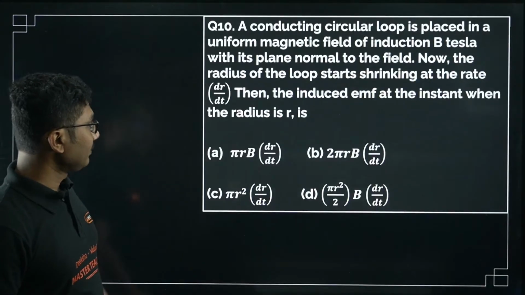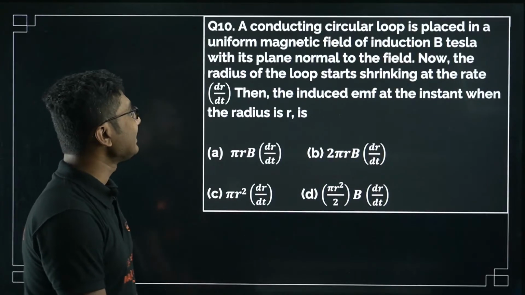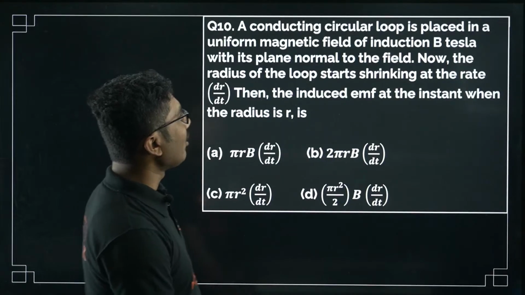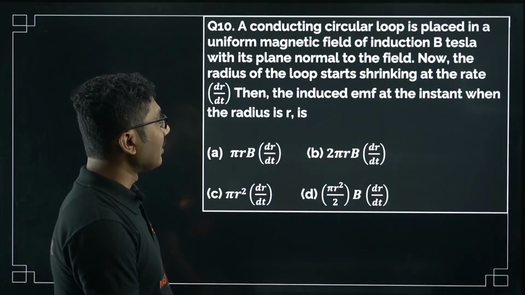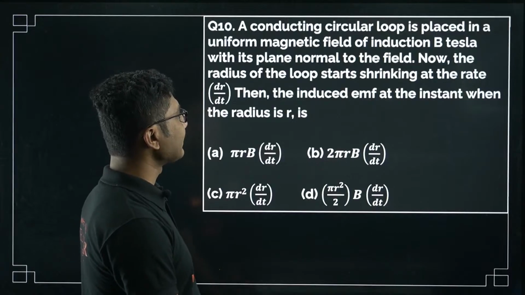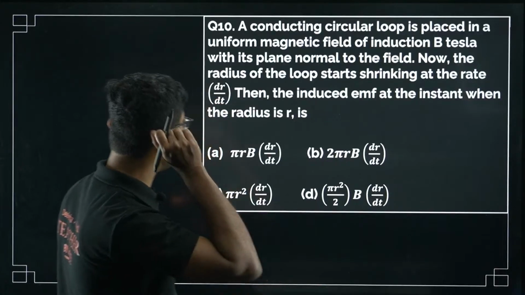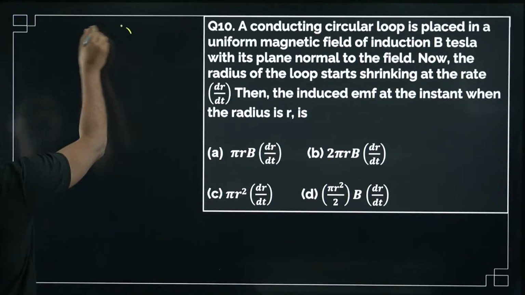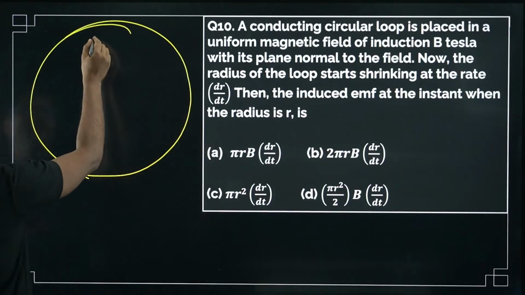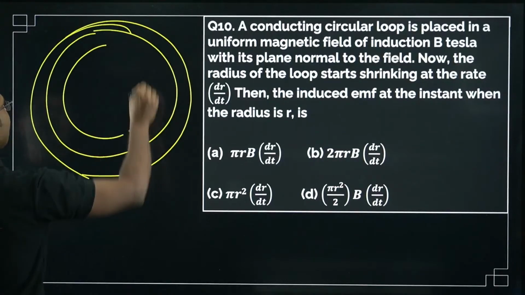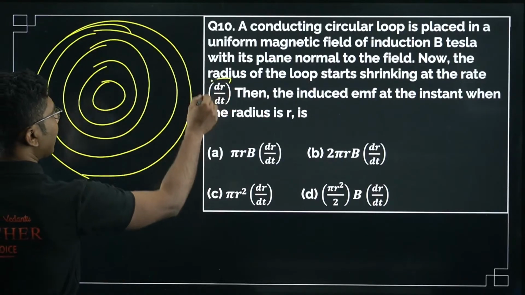Now, next question. Another interesting question. A conducting circular loop is placed in a uniform magnetic field of induction B Tesla, with its plane normal to the field. Now the radius of the loop starts shrinking at the rate of dr by dt. Then the induced EMF at the instant when the radius is r is? So you have a loop like this and it is shrinking with time. So size is getting reduced each passing second, and the rate of change is given by dr by dt.